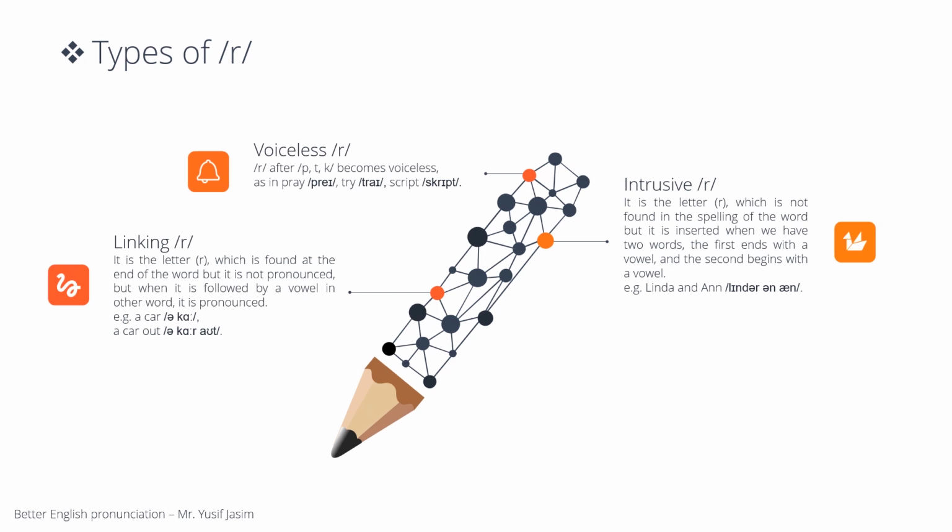Intrusive r is an r sound which is not found in the spelling of the word, but it is inserted when we have two words, the first ends with a vowel and the second begins with a vowel. For example, Linda Ronan. Notice how we add an r sound at the end of the word Linda, because it ends with a vowel and the word which follows begins with a vowel. Listen again. Linda Ronan. Voiceless r. R after P and K becomes voiceless, as in pray, try, and script.